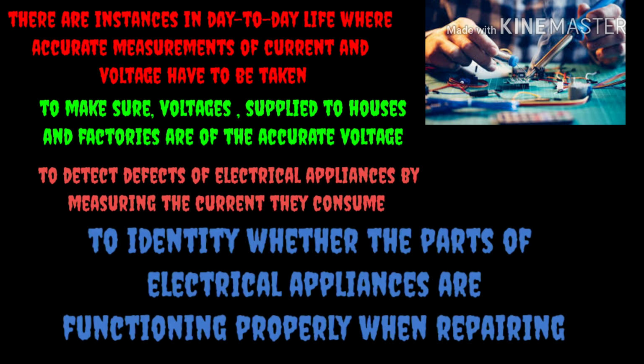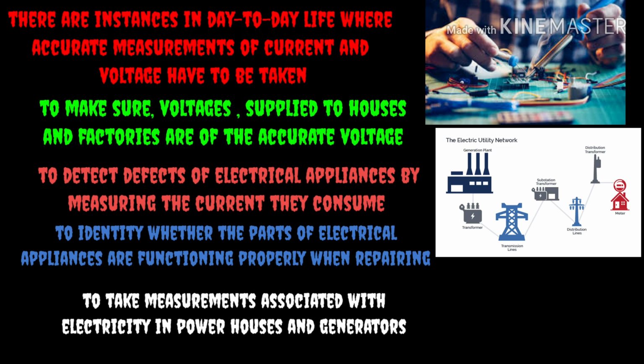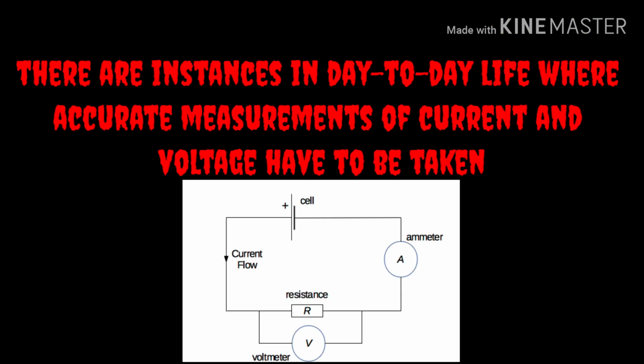So when repairing, to identify whether the parts of the electrical appliances are functioning properly, we should measure accurate current and voltage. To make measurements associated with electricity in powerhouses and electrical generators, we should measure the accurate amount of current and voltage. Okay, so these are some examples of instances where we should find out the accurate amount of current as well as voltage.